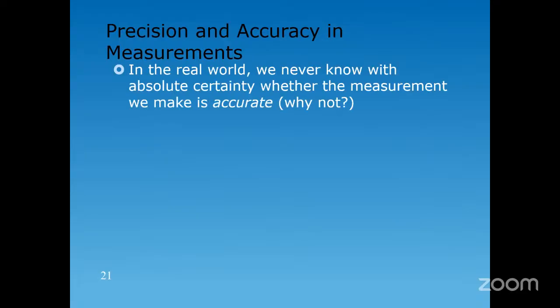So in the real world, we can never know whether or not a measurement that we make, of anything, is accurate. And it's asking the question here, why not? The main reason is pretty much because of the human element. In order to establish the accurate value, some measurements would have to take place, but the thing about it is that measurements are at best estimates.